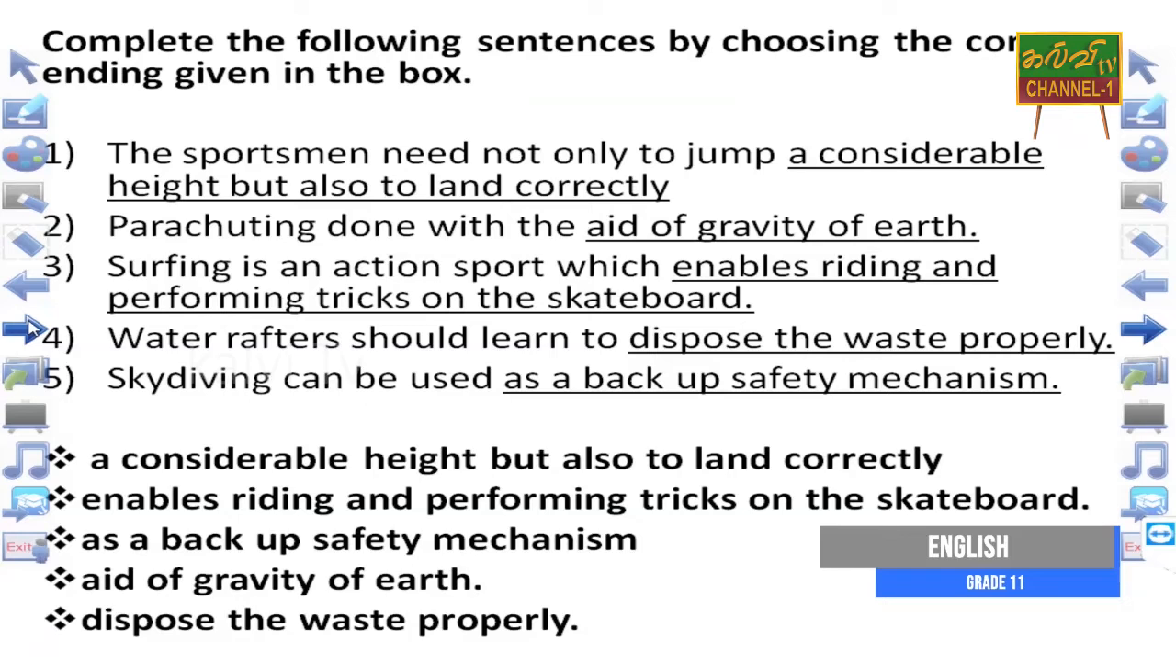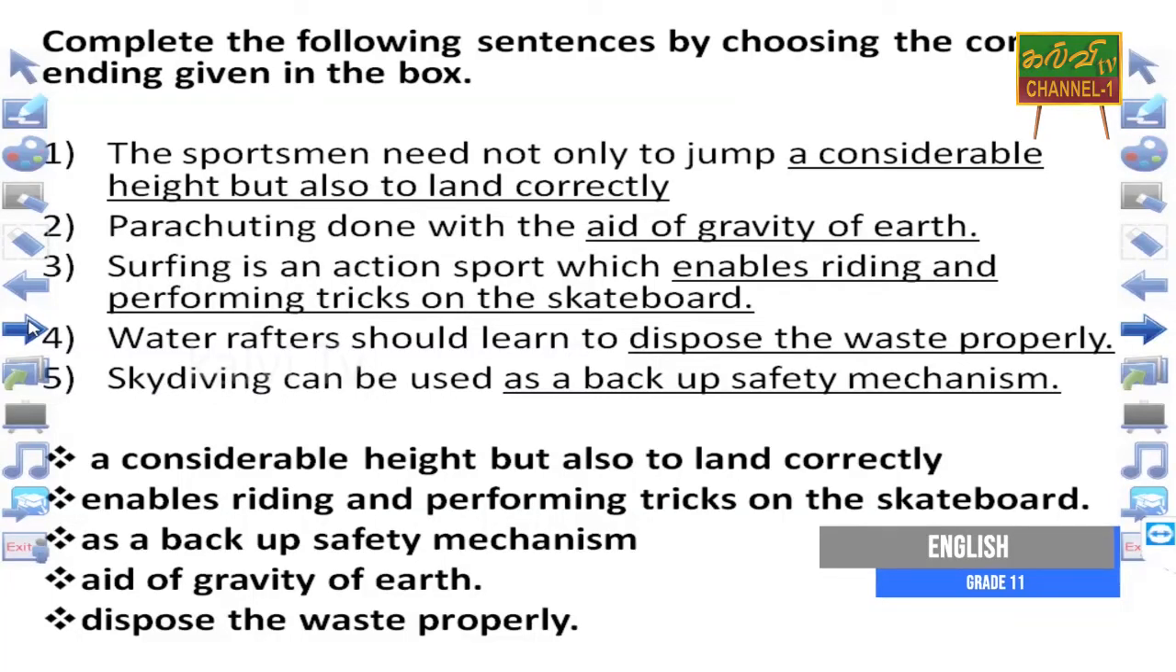And complete the following sentences by choosing the correct endings given in the box. So here are some endings, and here are some sentences without endings. The first sentence is, the sportsman needs not only to jump dash, jump a considerable height, but also to land correctly. The second one is, parachuting is done with the aid of gravity of earth.